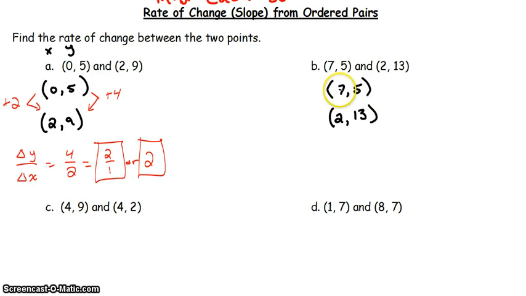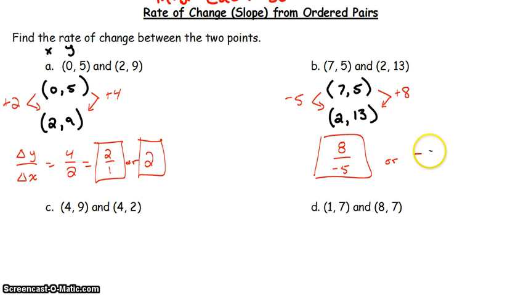Okay, so we started by stacking our ordered pairs. We find our change. From 5 to 13, we're going up 8. From 7 to 2, we're going down 5. So your rate of change is 8 over negative 5. You can write that and leave that as your answer.